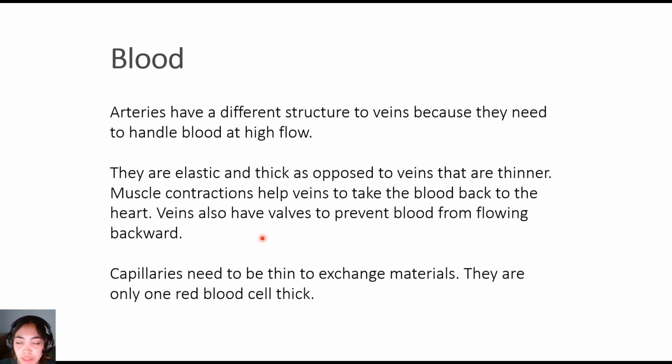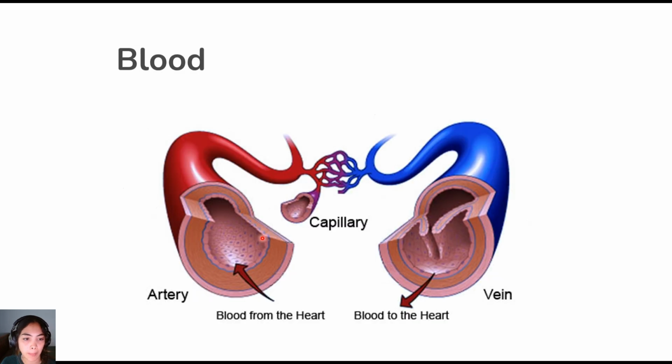Capillaries need to be thin to exchange materials, of course, right? It's probably going to be one red blood cell thick to allow that easy diffusion. Okay, remember, think back to what different transport materials or systems need to be effective. So here you go, we can see the arteries being nice and thick. Can't really see that it's elastic. Capillary, really small and thin. And then here's our vein that's got the valve to stop it from going backwards, which we don't want.